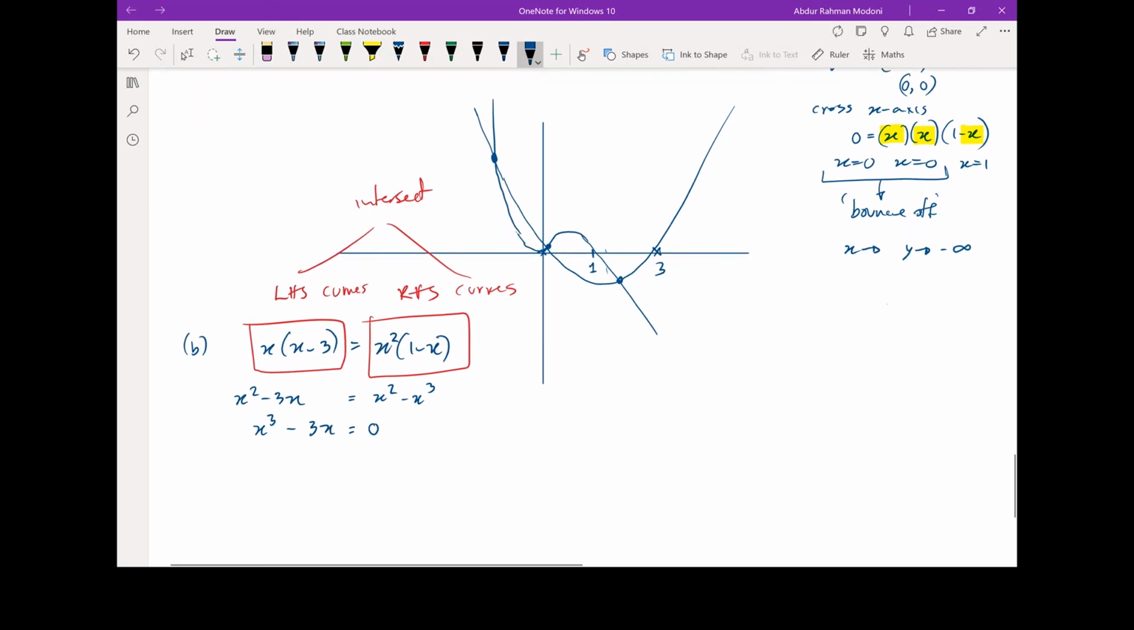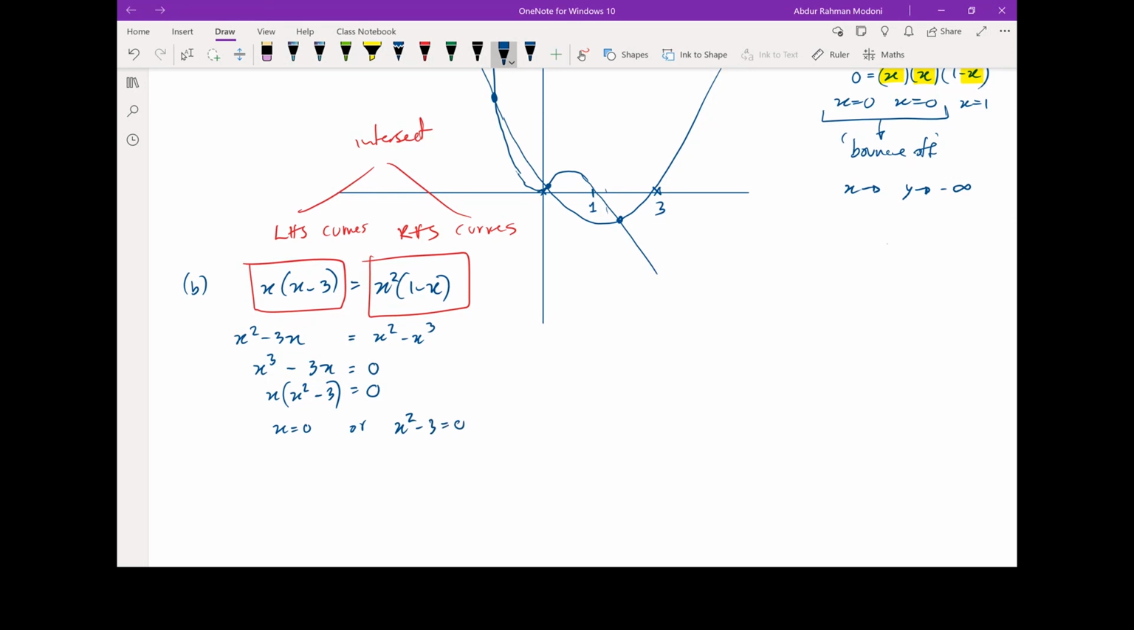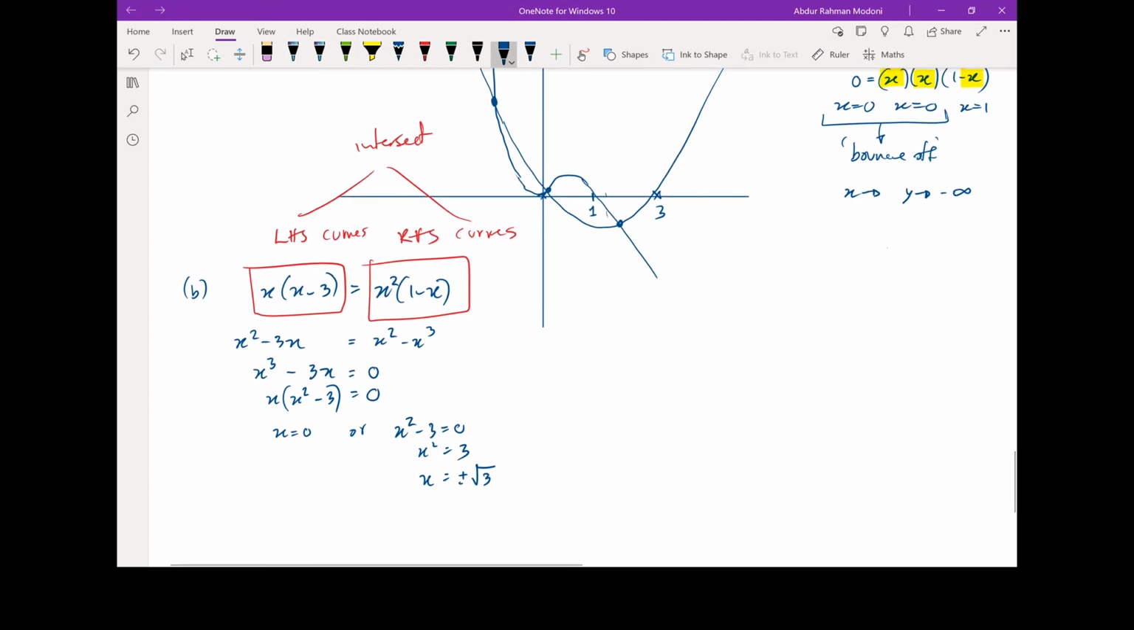Now that we've got that, we can go ahead and factorize this, which is the best form to have any equation in: x times (x squared minus x minus 2) equals 0. From here we can go ahead and find our solutions. x is equal to 0 or x squared minus 3 equals 0, which gives us x squared equals 3, so x is equal to plus or minus the square root of 3. So we haven't found our solutions, we've only found the x values of our solutions, i.e. the points of intersection. We need to go ahead and find our y values.